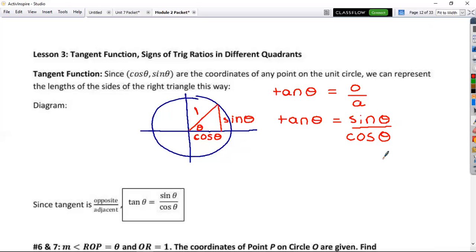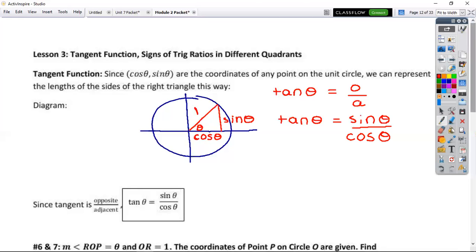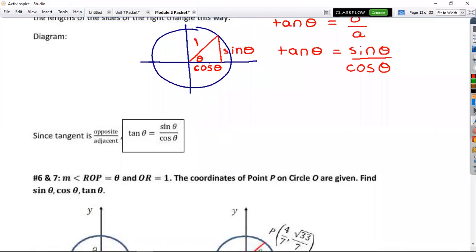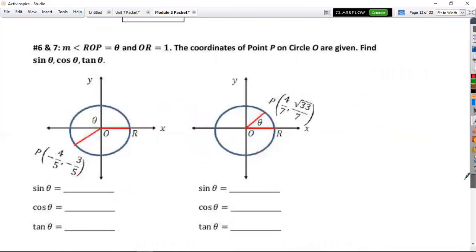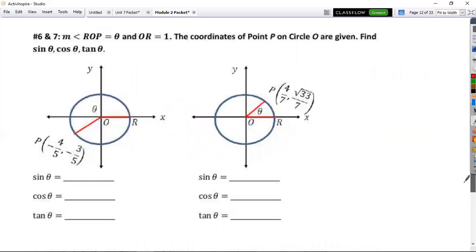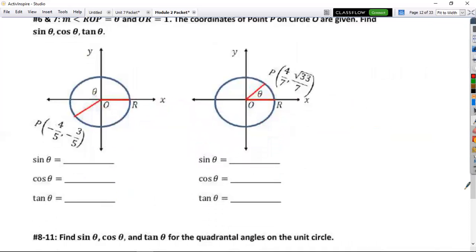Okay? So that's why we didn't find that yet yesterday, just because there's a little bit more legwork that goes into finding tangent. So we will do that right down below now. I gave you some more unit circles in your example below, and we are going to find the coordinates of point P on the circle and find sine theta, cos theta, and tan theta. All right, so on my unit circle, sine theta is which one, x or y? This is my y value. So the sine of theta is -3 over 5.